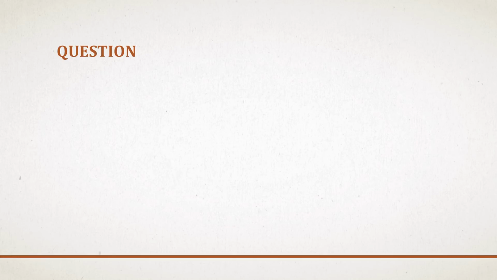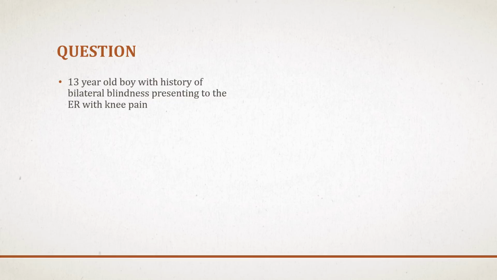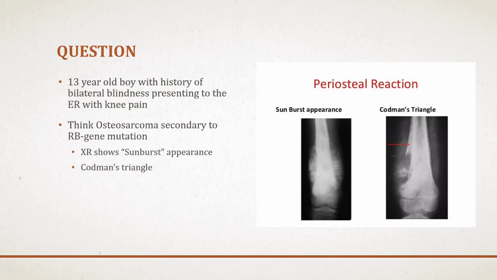So for this question, we have a 13-year-old boy with a history of bilateral blindness presenting to the ER with knee pain. Well, we have a kid that has probably retinoblastoma. Retinoblastoma is an autosomal dominant disease predisposing to retinal damage, resulting in blindness. It also is highly associated with the increased risk for osteosarcoma, a highly malignant carcinoma of the bone in children between the ages of 10 to 20.